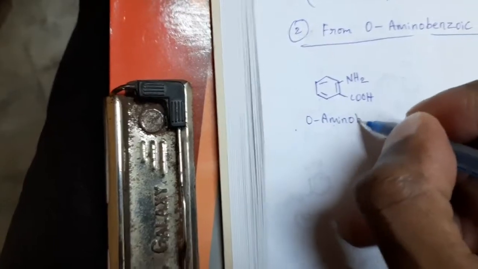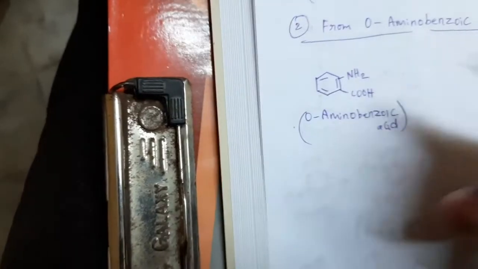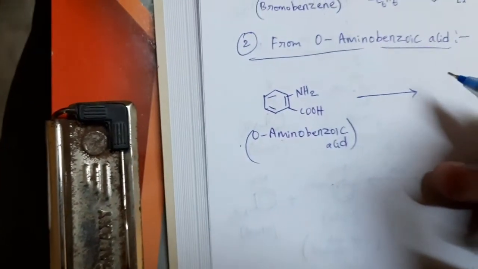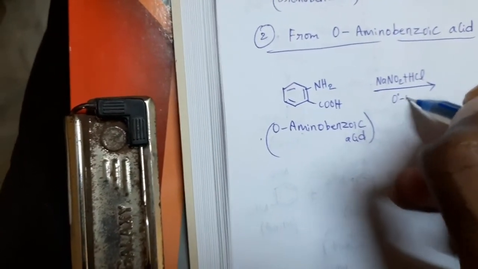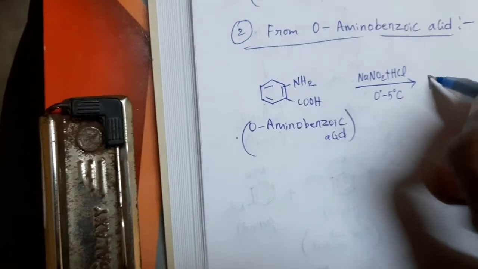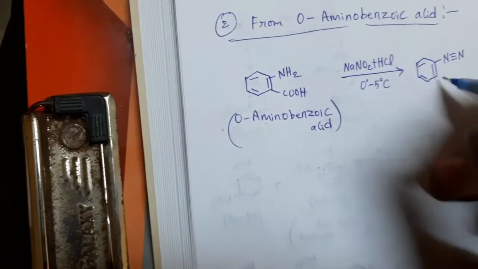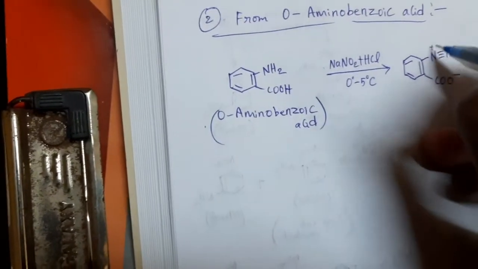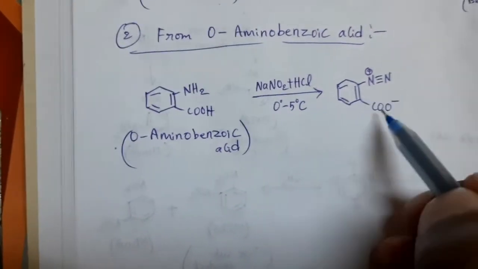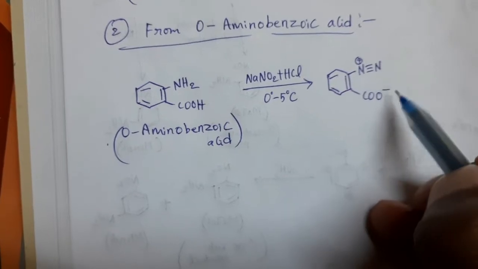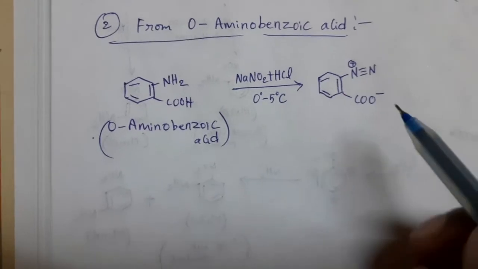This compound on diazotization we can get diazonium compound. Diazotization means treated with NaNO2 plus HCl at 0 to 5 degrees Celsius. Then we can get diazonium compound, that is N triple bond N, with COO minus. Actually the compound is formed, NH2 changes to N2Cl. Here hydrogen is there. From this chlorine, from this hydrogen are removed in the form of HCl. Then we can get this species.